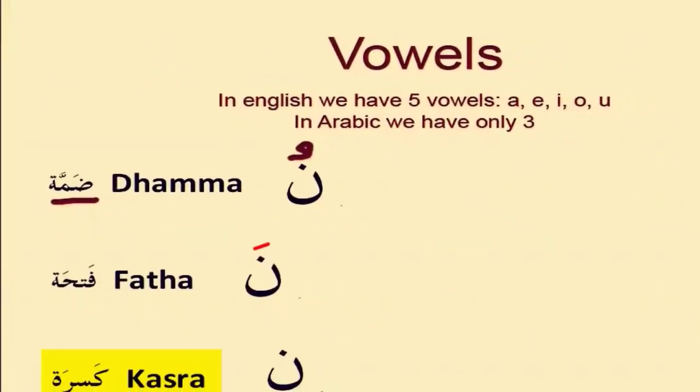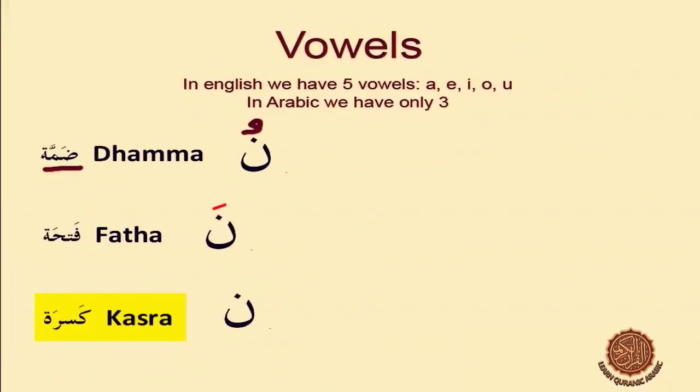Lastly, we have the Kasra. Now, with the Kasra, it's written in the same way that a Fatha is written. The difference being, it is below the letter, and it has an E sound. So that would be pronounced as Ni.